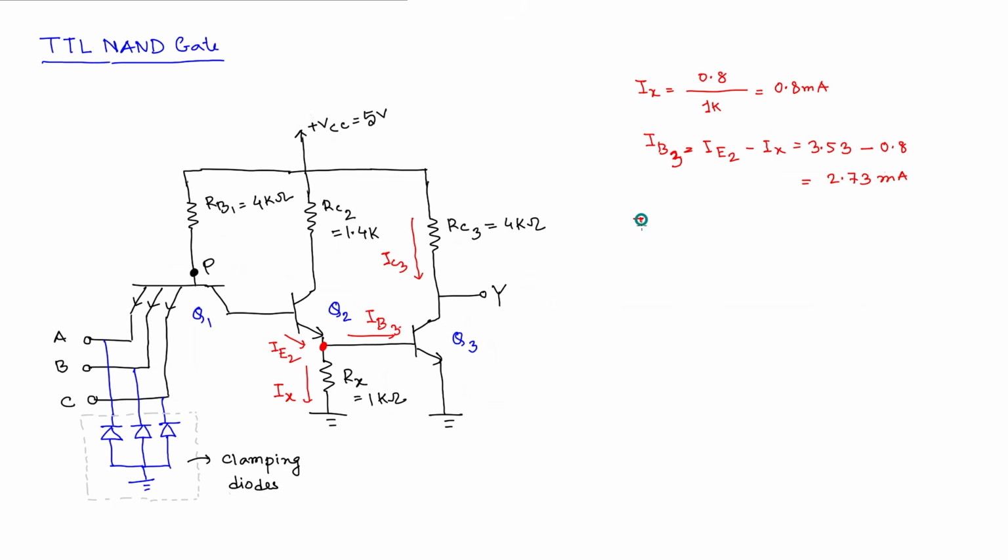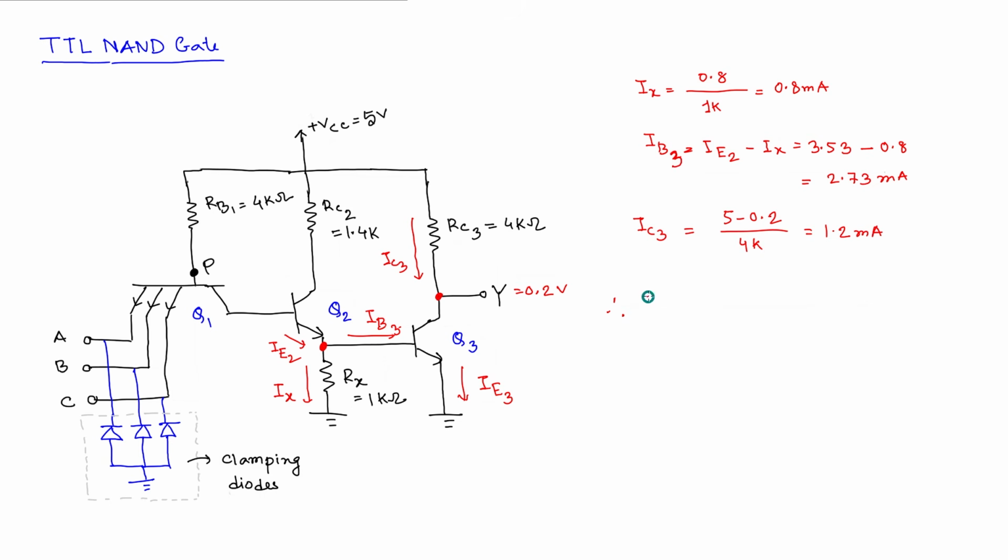So IC3 is equal to what? IC3 is equal to the voltage here minus the voltage at Y. We know this particular transistor currently is in saturation, so Y is equal to 0.2. So if that is the case, then 5 minus 0.2 divided by the resistance we have, which is 4K, is equal to what? 1.2 milliampere.